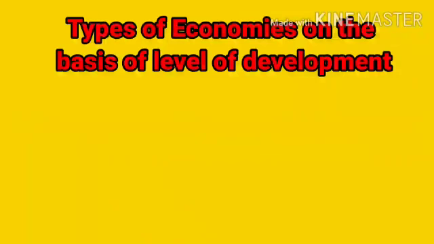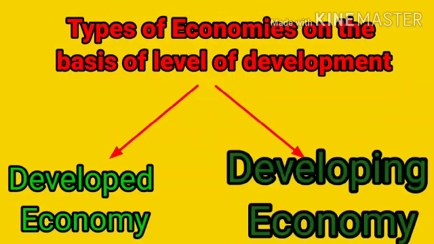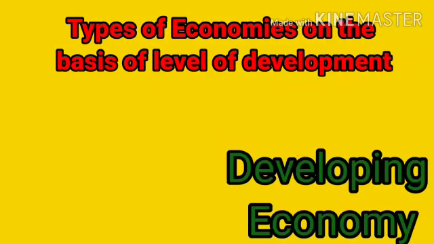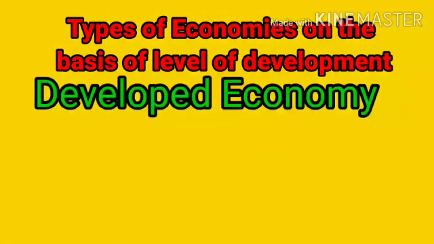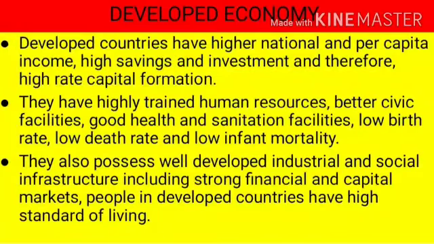Types of economy on the basis of level of development. On the basis of level of development, economy can be classified into two categories as developed economy and developing economy. Developed countries have higher national income and per capita income. Why is there a higher national income? High saving and investments, therefore high per capita income and national income, and a high rate of capital formation means an increase in the income.